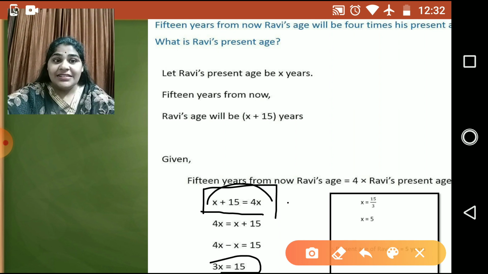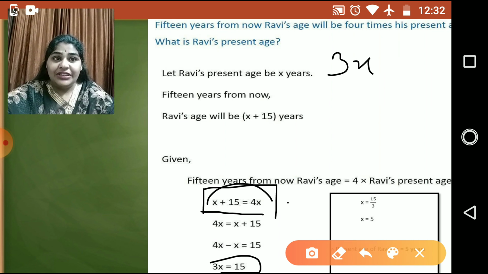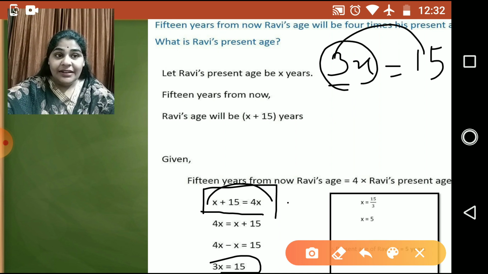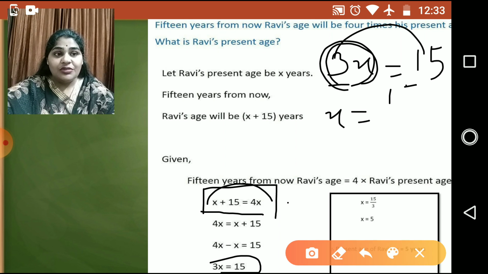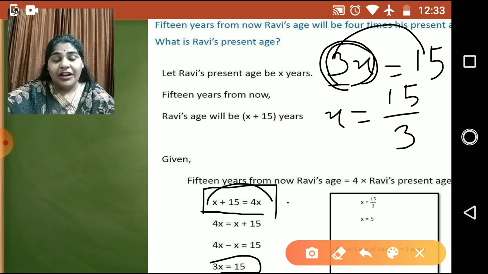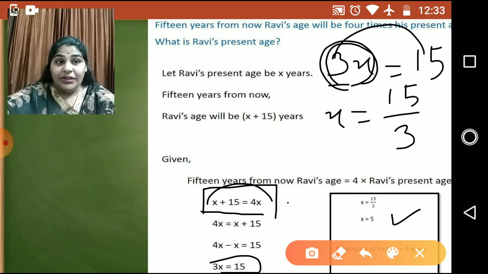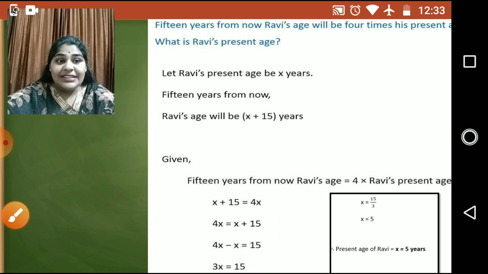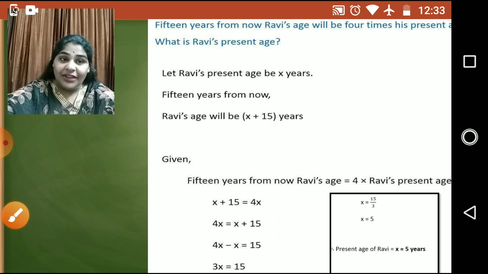Now if it is 3x is equal to 15, now only 3 is present along with the x, that I'll transpose to the right hand side. Here it is in multiplication form. After transposing, it will go in the division. So here it will be x is equal to 15 upon 3. Yes. So after solving this, we get x is equal to 5. So now x is what we have taken, children, Ravi's present age. So here you can see present age of Ravi is 5 years.